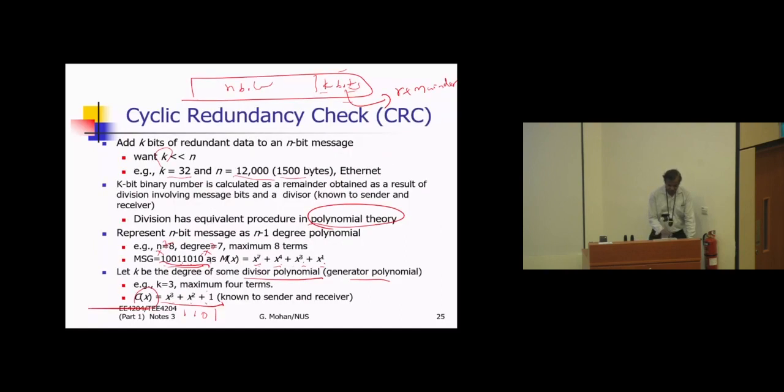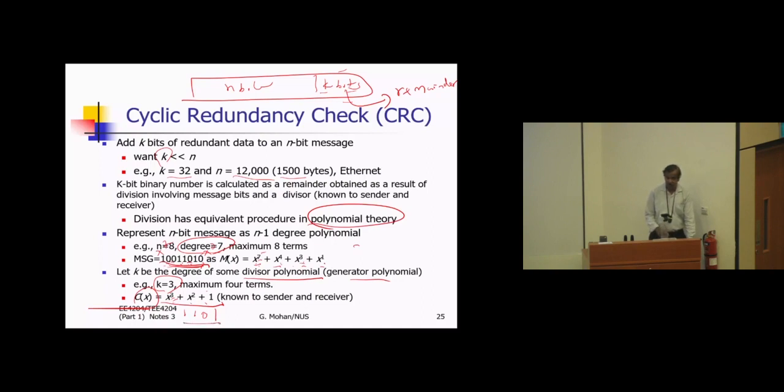See, when we say this 8-bit number is represented as x power 7, x power 4, this 7 is the degree. I think you should know this from school. The degree of a polynomial is the maximum power value, right? X power 7. So when the degree of the polynomial is 7, you have 8 bits. Here the degree of the polynomial is 3. k is the degree of the polynomial because it starts with x cube. For the divisor, the degree is 3. If the degree is 3, you will have 4 bits.